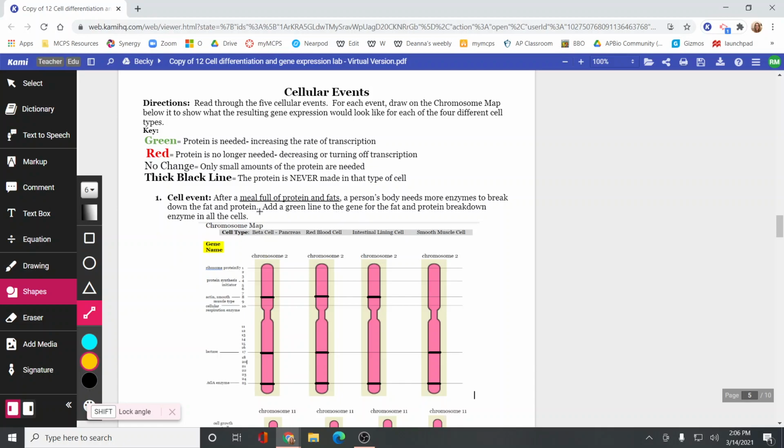So the event after a full meal of protein and fat. So the body is eating protein and fat. Now the different cells are going to be affected by that. So a person's body is going to need more enzymes to break down fat and proteins. Add a green line to the gene for fat and protein breakdown enzymes in all cells. So this is going to affect all cells.